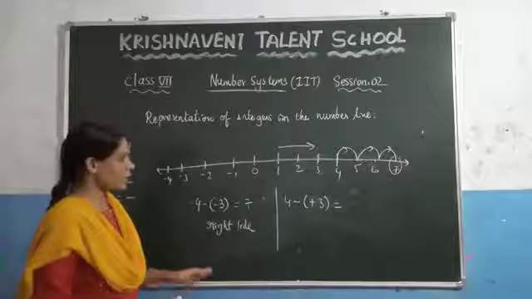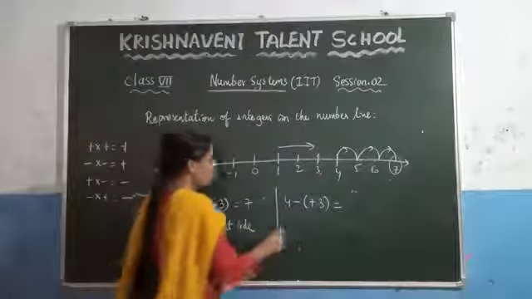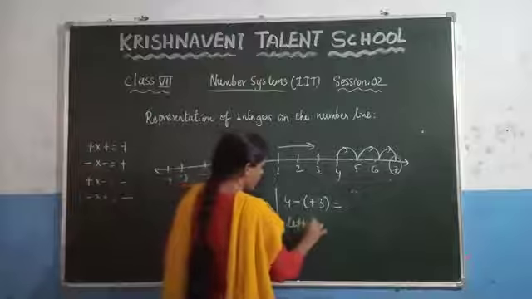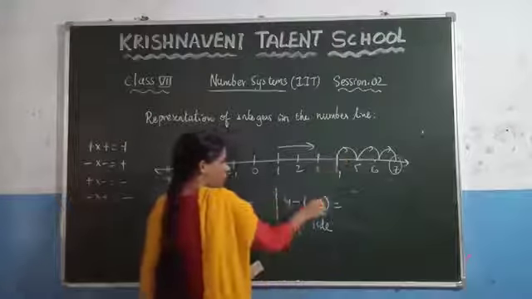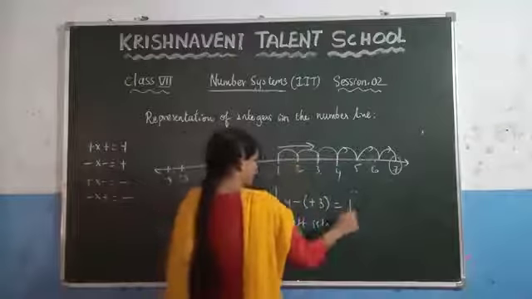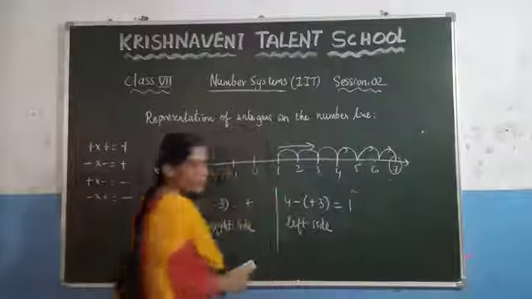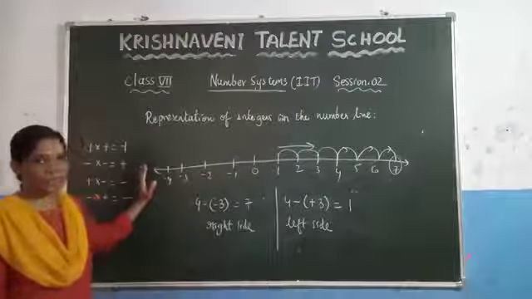Here what we need to do, if you subtract a negative integer, you need to go to the right side of the number line, and if you are subtracting a positive integer, we need to go to the left side of the number line. So at this point 4, you need to move to the left side. How many steps? 3 steps. 1, 2, 3. So what will be the answer here? 1.